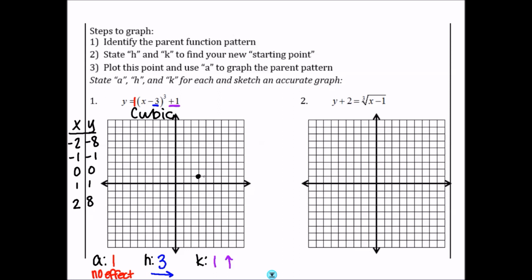Now, I'm going to use this XY chart to help plot the rest of the graph. I'm going to think of this point, h, k, as the new 0, 0. So this XY chart tells me how to move from this point h, k. So I'm going to move -2 in the x direction, which means 2 to the left, and -8 in the y direction, which means down 8. So from this point that I've already plotted, I'm going to move left 2 and down 8.